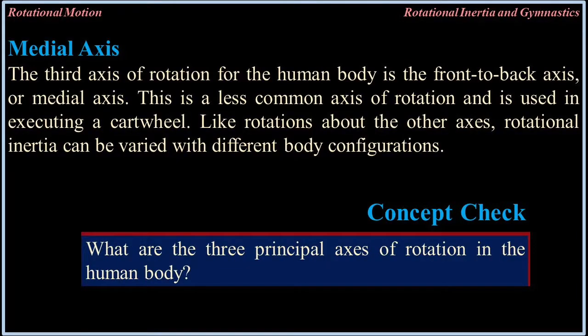Medial axis. The third axis of rotation for the human body is the front-to-back axis, or medial axis. This is a less common axis of rotation and is used in executing a cartwheel. Like rotations about the other axes, rotational inertia can be varied with different body configurations. Concept check. What are the 3 principal axes of rotation in the human body?